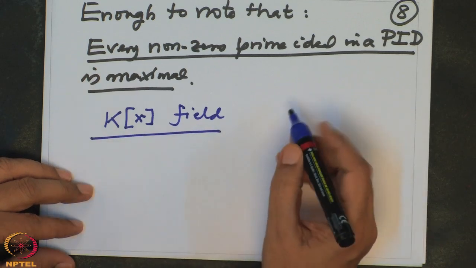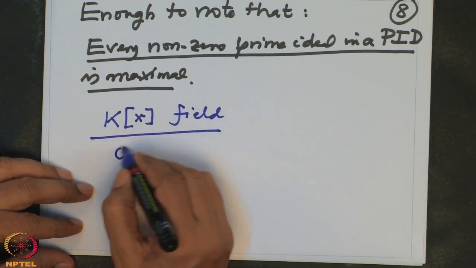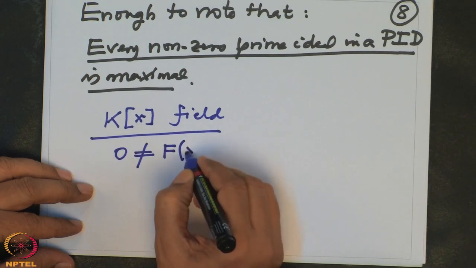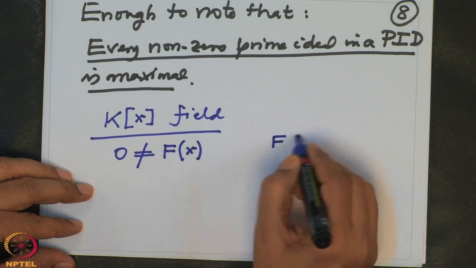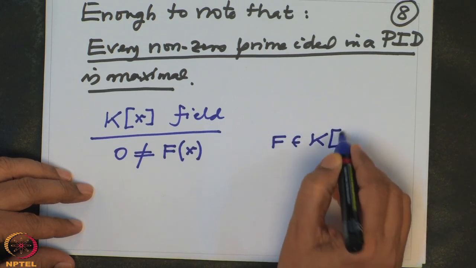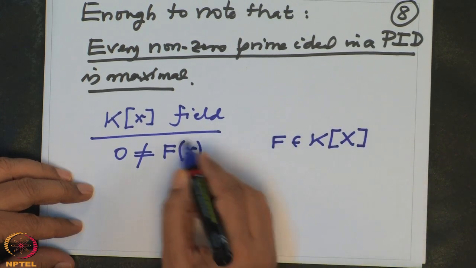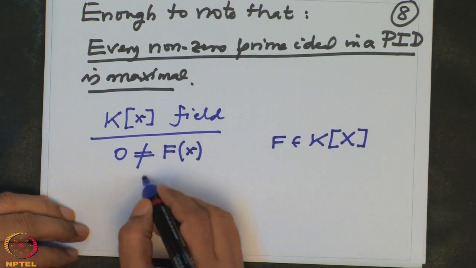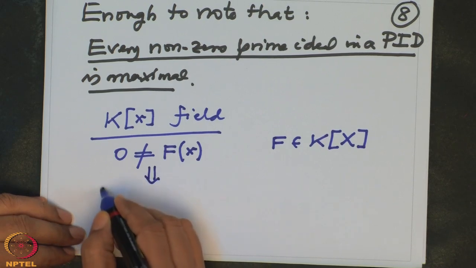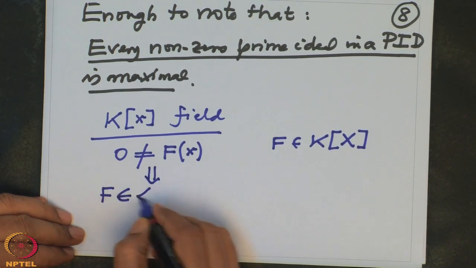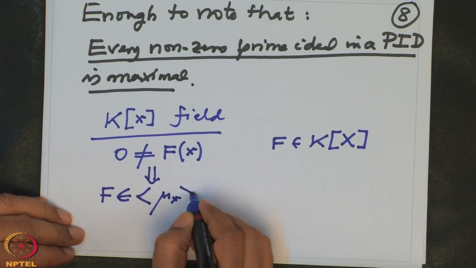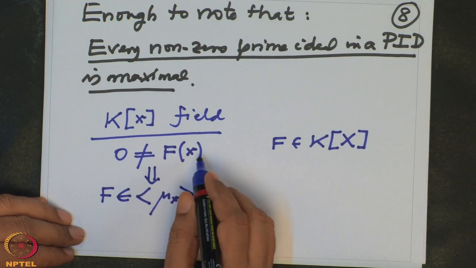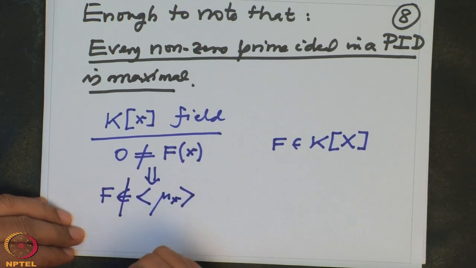Alright. So what does that mean? Given any non-zero element, it will look like f evaluated at x, where f is a polynomial with coefficients in K. I want to produce an inverse for this f(x). This means f cannot belong to the ideal generated by mu(x), because that ideal is precisely all those polynomials which vanish on x. So f is not there.